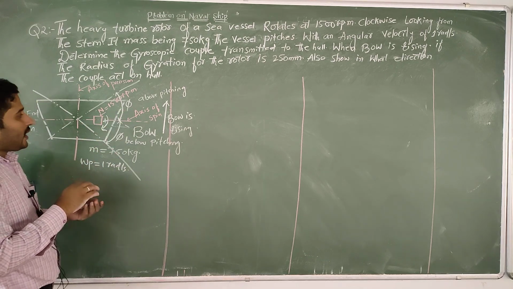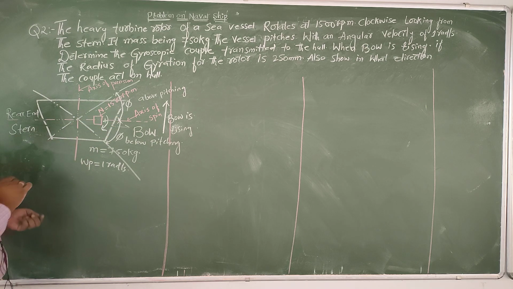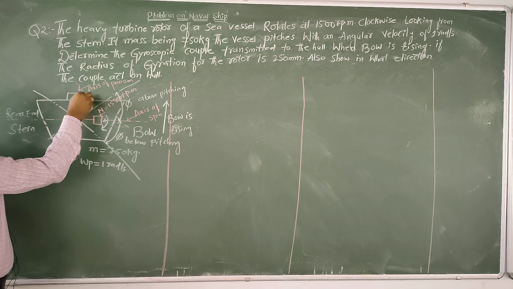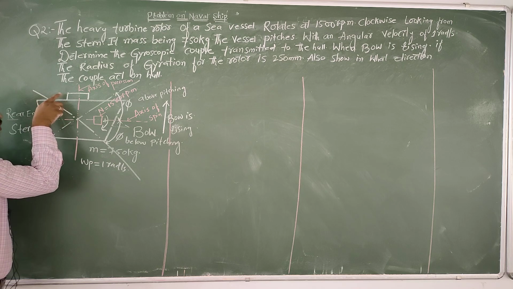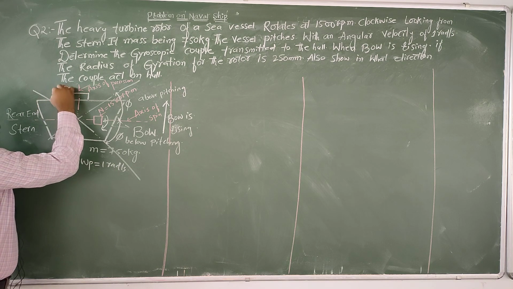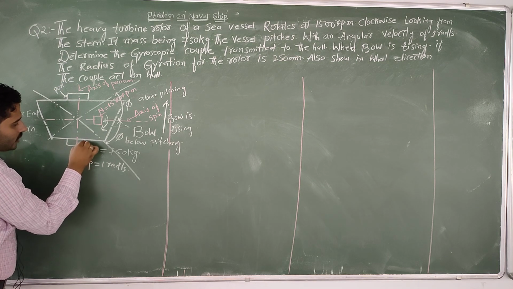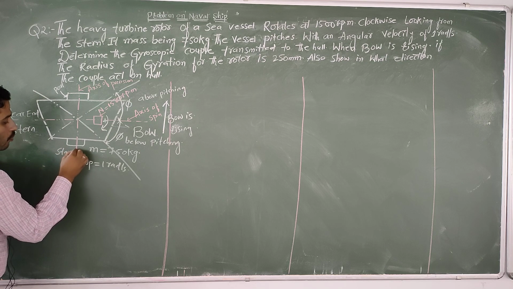So this means that the reactive gyroscopic couple will move toward the starboard. Here, if the observer looks from the left hand side of the motion of the ship, we can say port. The right hand side of the ship we can say is starboard.